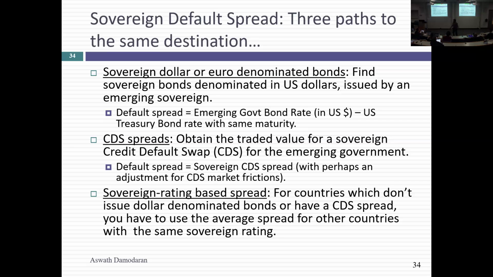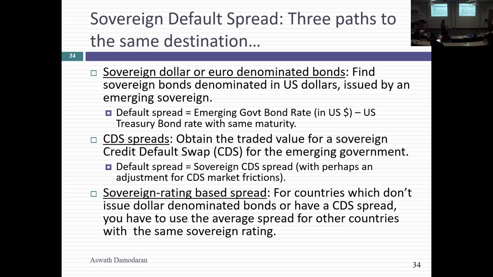So 15 countries, there are 175 countries, right? This is not going to help me enough. So this is the second way, and this is relatively recent. About 15 years ago, there's a market that got created called the sovereign CDS market. What is the sovereign CDS market? It's an insurance market. We want to insure against default risk.